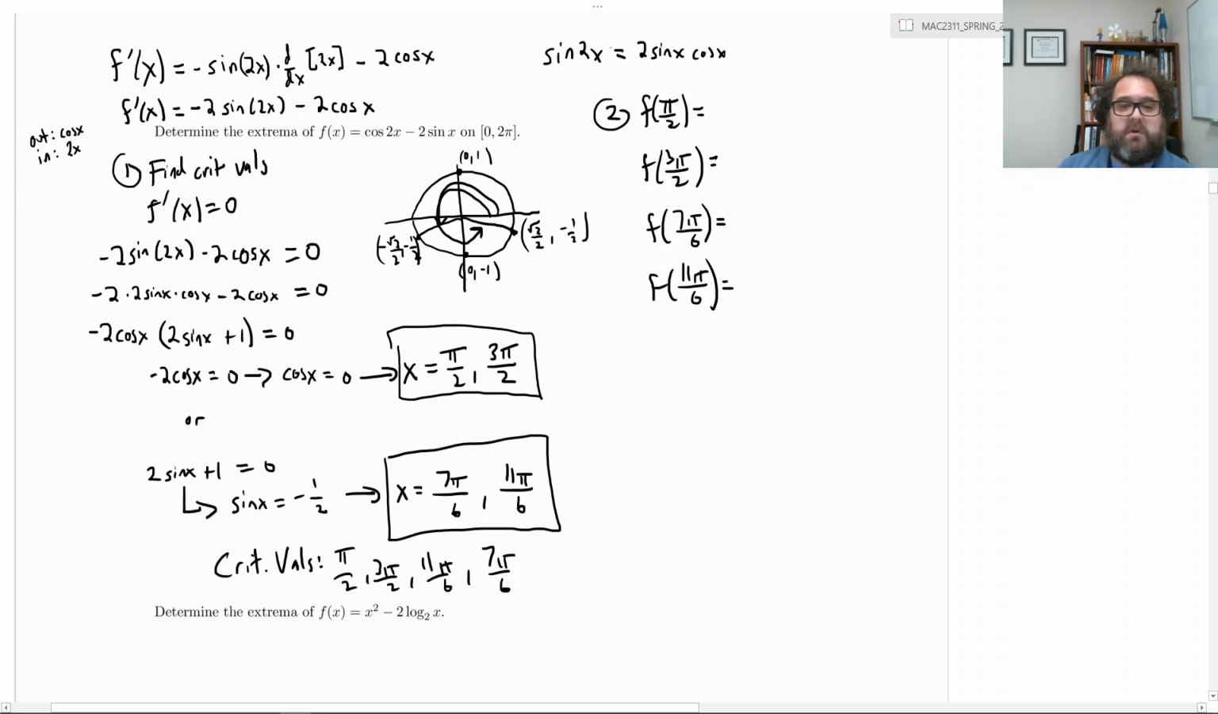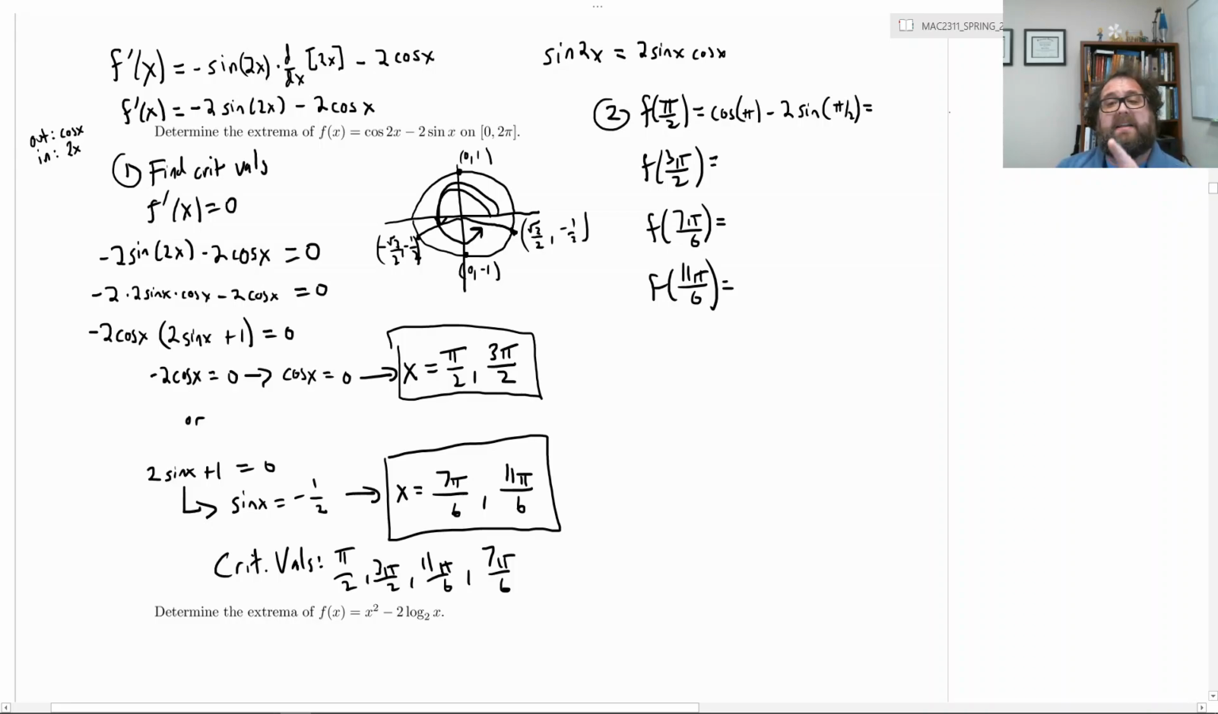Pi over 2. So we're going to the original function. So I guess I should write all this out. Cosine. Here, let's simplify this slightly. We plug in pi over 2, but it's 2 times pi over 2. So that gives us cosine pi. Minus 2 times sine of, okay, we're plugging in pi over 2, so just plug it in there. Okay, so cosine of pi is -1.